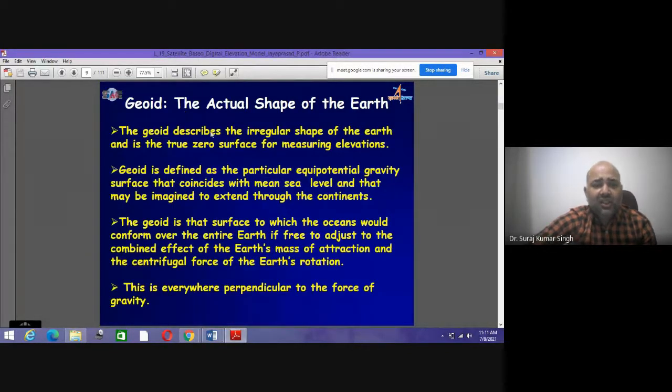So what is the geoid? The geoid describes the irregular shape of the Earth, and it is the true zero surface for measuring elevation. Geoid is defined as the particular equipotential gravity surface that coincides with the mean sea level and that may be imagined to extend through the continents. The geoid is that surface to which the oceans would conform over the entire Earth if free to adjust to the combined effect of the Earth's mass attraction and the centrifugal force of the Earth's rotation. This is everywhere perpendicular to the force of gravity.